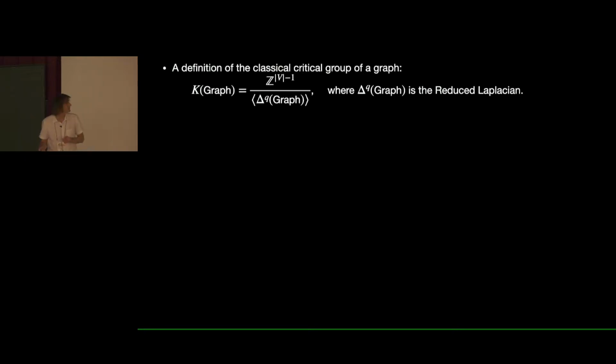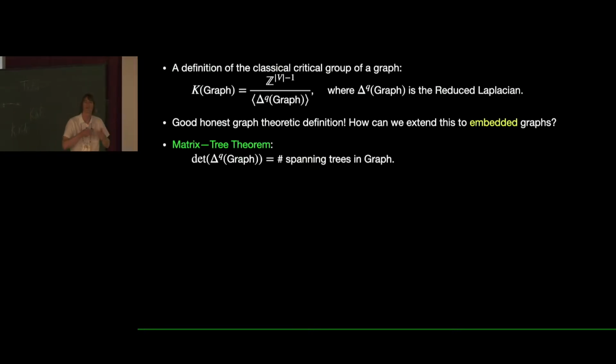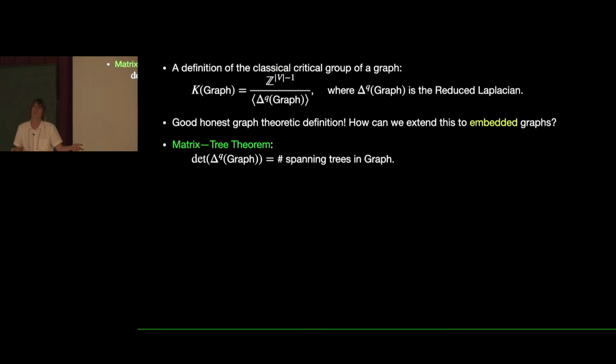Okay, so that's great. But this doesn't really necessarily help me straight off, because this is a good, honest graph theoretic definition. The matrix encodes adjacency information. It doesn't really encode anything topological. So I have to think about where I can find some angle in there. And the other observation I can make is, where else do we know the reduced Laplacian? Oh, we know the matrix tree theorem. So the determinant of this reduced Laplacian is going to be the number of spanning trees in a graph.